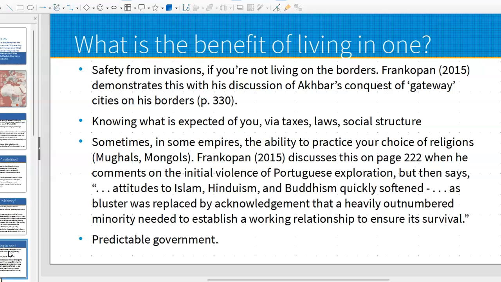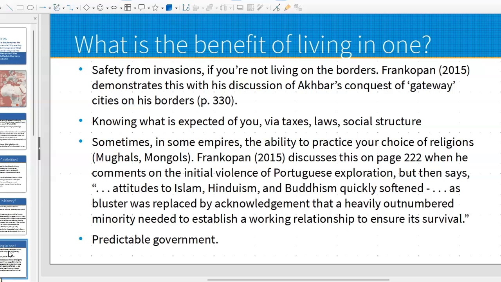One of the other consistencies is knowing what is expected of you via taxes, laws, and social structure itself. You don't have to worry about whether you're going to do something stupid by accident. If you do something stupid, it's normally with some intention that's going to get you in trouble. I like to think of that also as the way I like to try to run the class. I try to lay out for you straight up front what you need to know and how you need to do things so that hopefully you won't do something out of stupidity or ignorance.